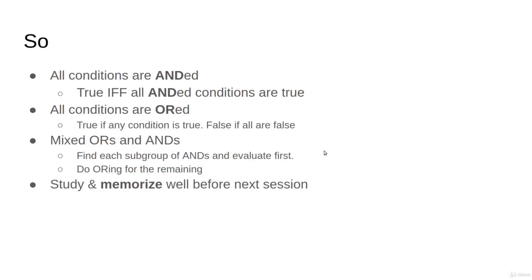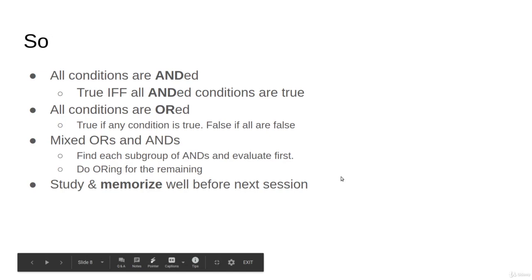So in summary, if all conditions are ANDed, then it will be true if all of them are true. If all conditions are ORed, it will be true if any one of them is true, and false if all of them are false. If you have a mix of ORs and ANDs, find each subgroup of ANDs, evaluate it first, then do the normal ORing for the remaining. Please make sure that you are comfortable with today's session before the next lesson.